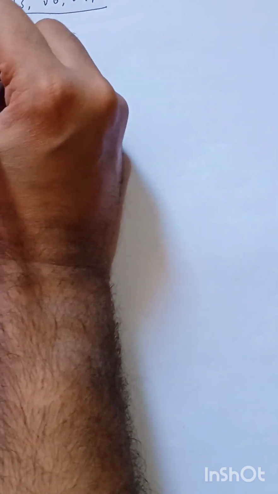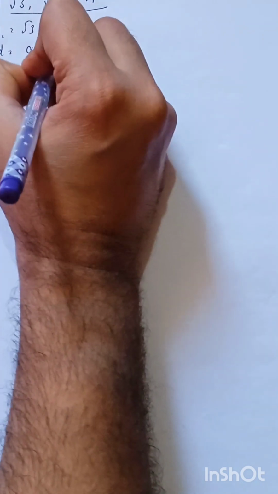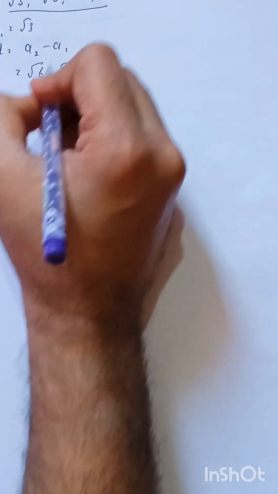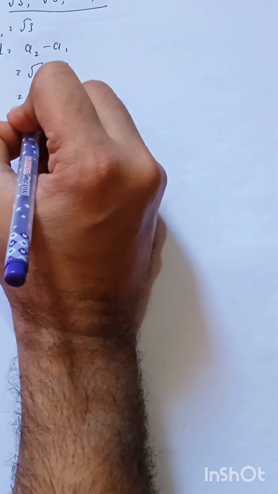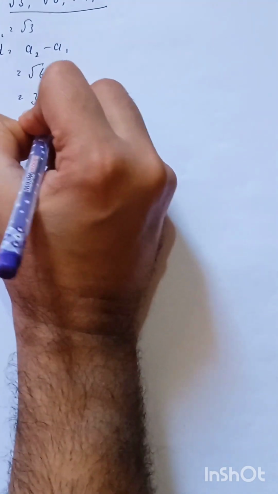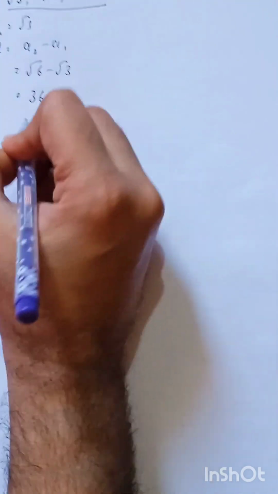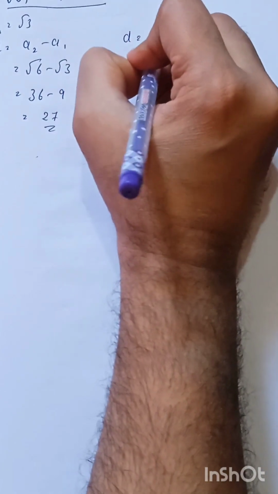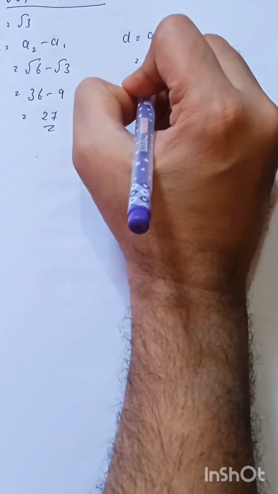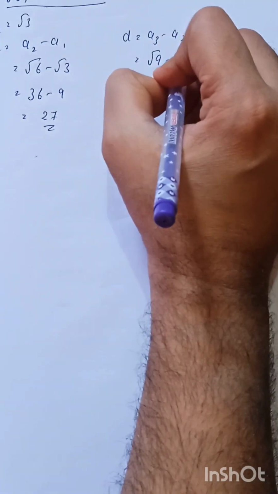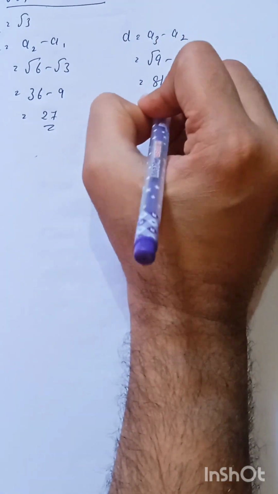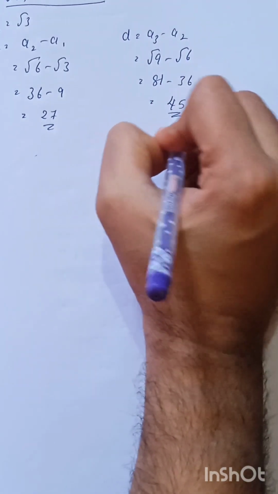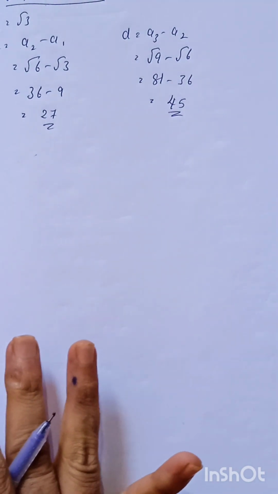A1 equals root 3. D equals A2 minus A1, that is root 6 minus root 3. If I take the 36 inside the square root, it becomes 36 and 9. 36 minus 9, it is 27. Let's do a3 minus a2. What is a3? Root 9, and a2 is root 6. It becomes 81 and 36. If we do 81 minus 36, it is 45. Here the common difference is not the same, so it does not form an AP.